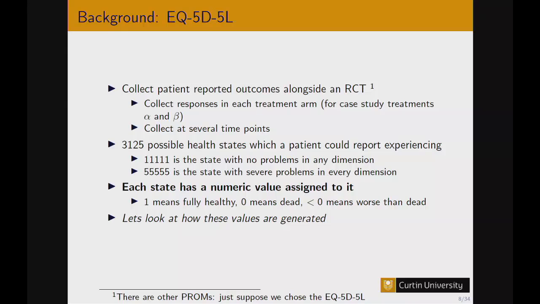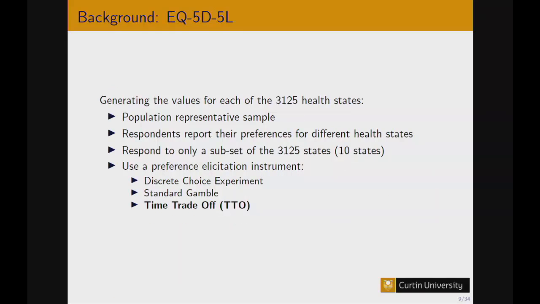So for each state, we need a numeric value in order to have a utility value. So 1 is going to mean fully healthy, and 0 is going to mean dead. And less than 0 indicates a state that is worse than being dead. So that's possible here. So let's look at how these values are generated. If we just give patients this survey, we don't get a number back, right? We get 1, 2, 3, 3, 4, or something like this. So where are we getting these numbers from?